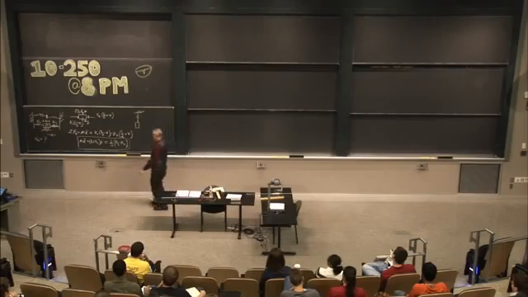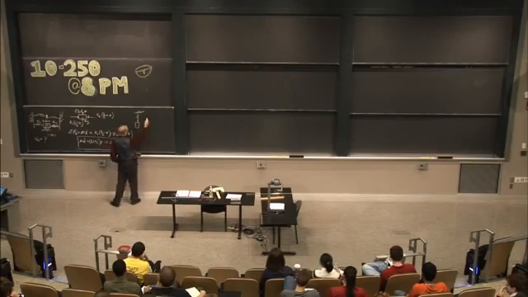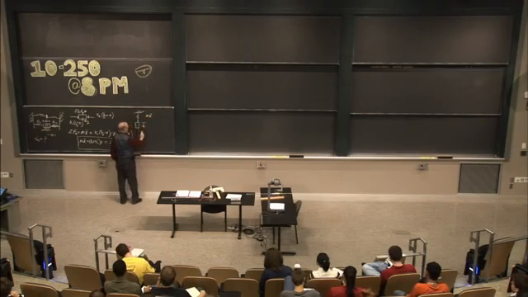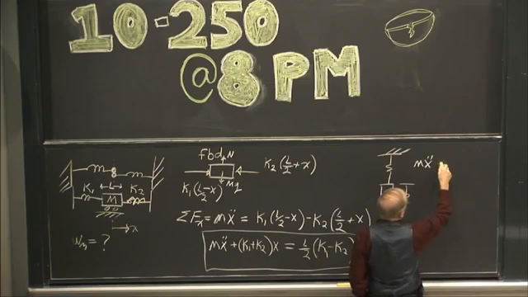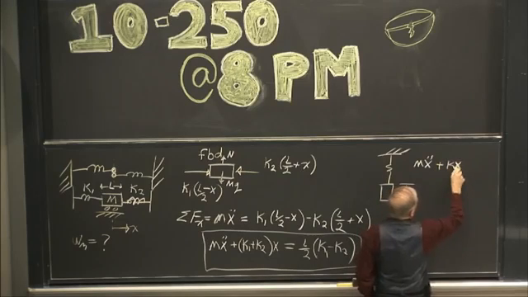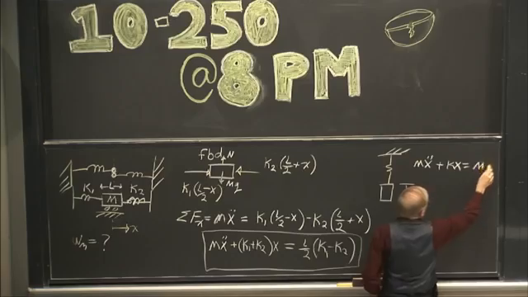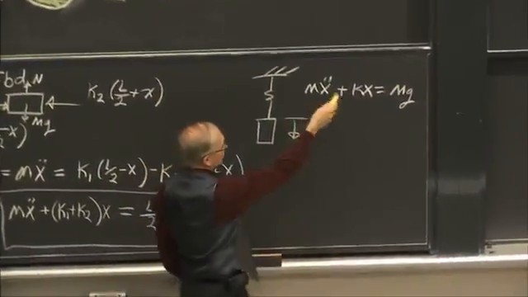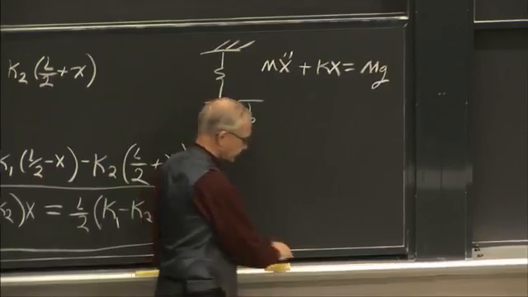And so if you go to write the equations of motion of this system, you would find m x double dot plus kx equals mg, but the mg is not a function of x. The natural frequency is, again, square root of k over m. Okay.